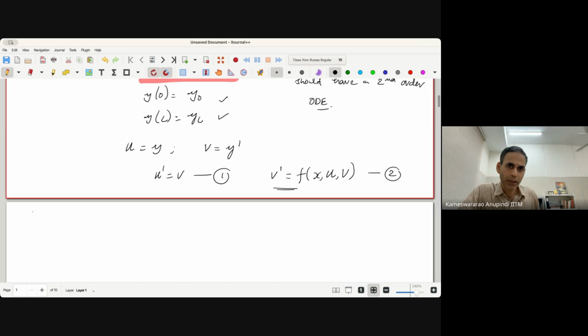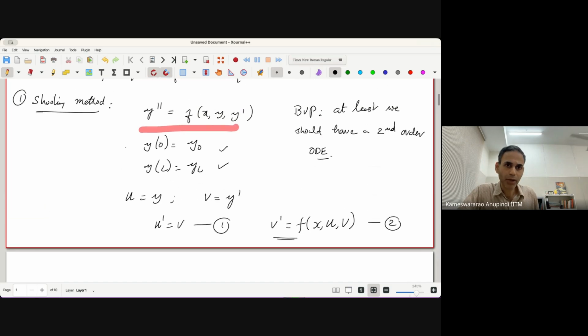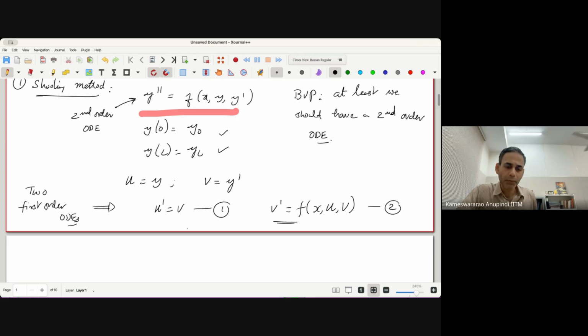Okay. So what we did, just like what we have been doing till now, was convert this second order ordinary differential equation into two first order ordinary differential equations, right? That's what we have done. So we have transformed the governing equation into two first order ODEs, but to be able to solve, we should also transform these boundary conditions.